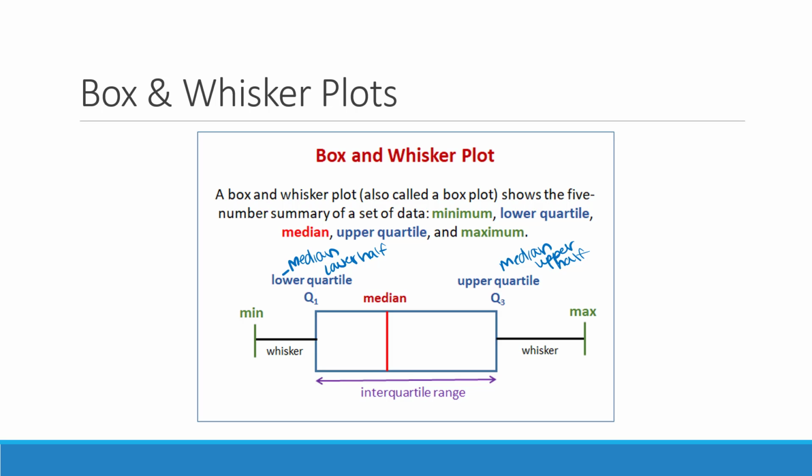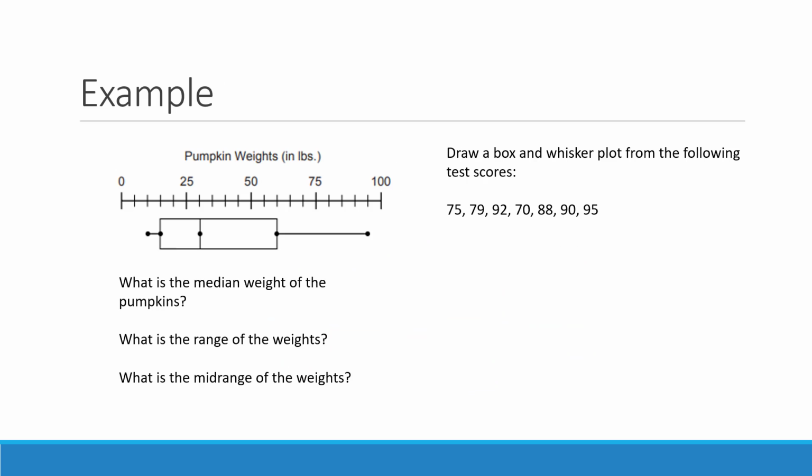Now, each section of your box and whisker graph represents 25% of your numbers. So we can say, okay, the whisker is 25% of my numbers, this part of my box is 25%, the left-hand part of my box is 25%, and this represents 25% of my box. So each portion of the box and whisker plot represents the same amount of numbers.